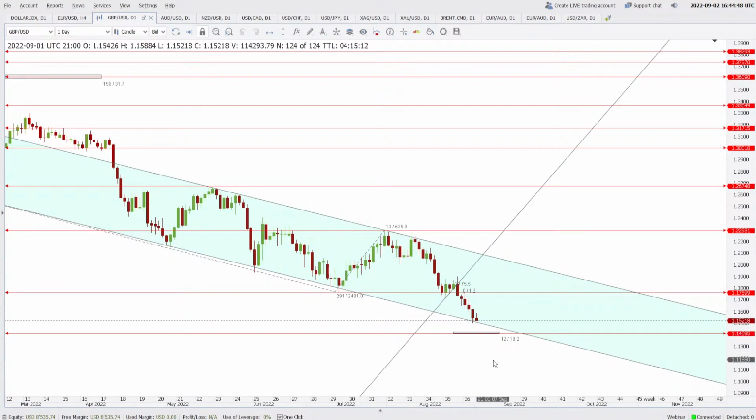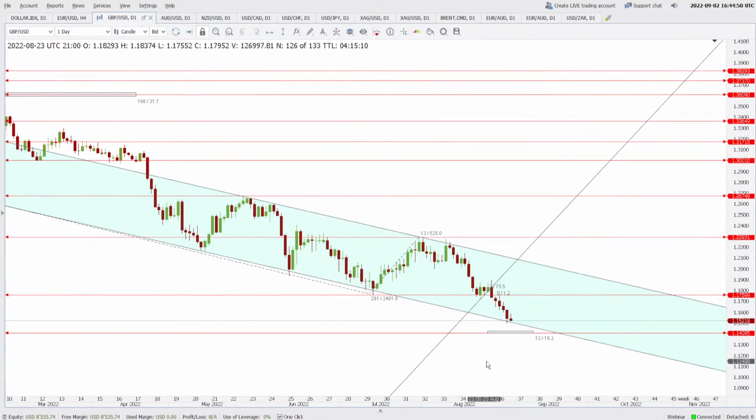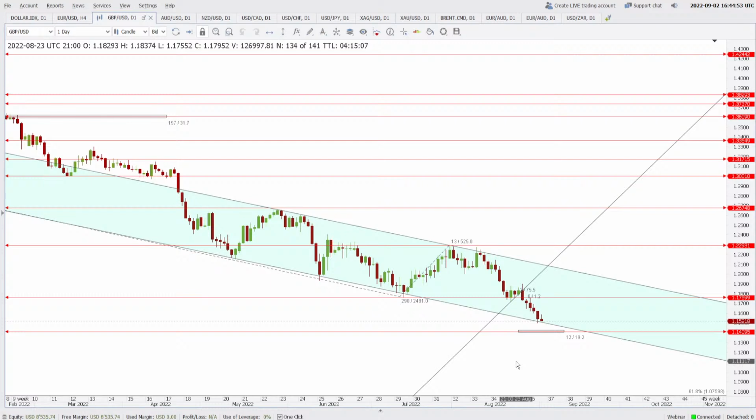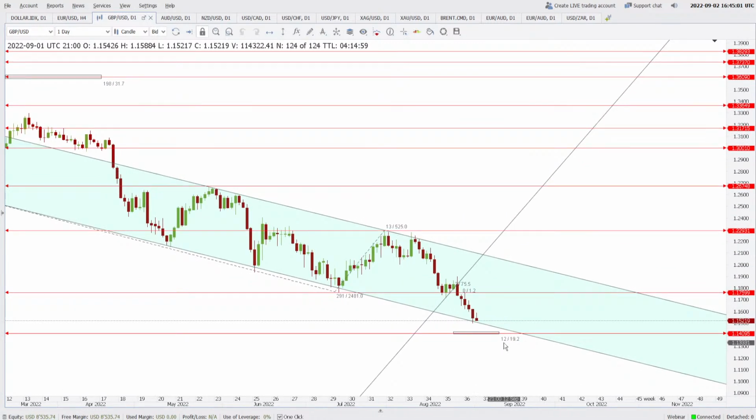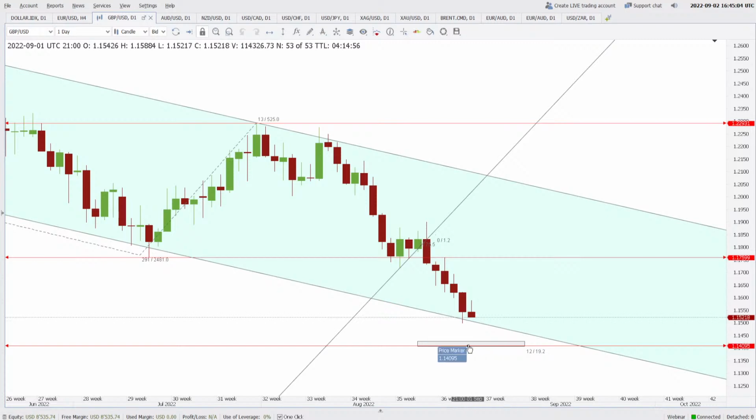or there is a probability that it can breach this area to the downside, because the dollar index is in a breakout. If the dollar rises, the pound is definitely going to fall against it. And 1.1409 is not a small area, my friends. It is not just like a support, it is a very strong support.